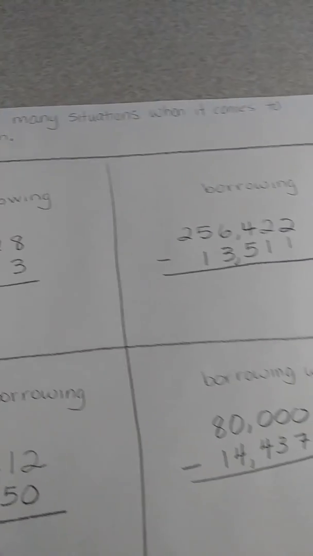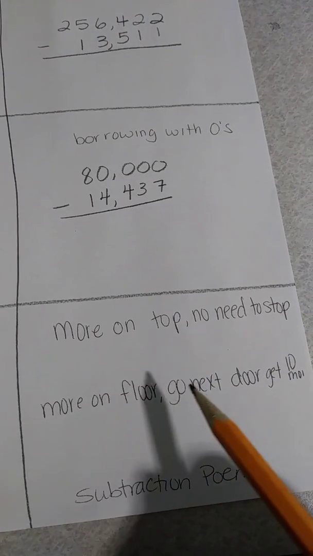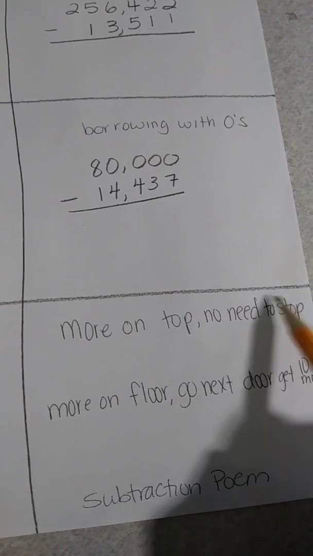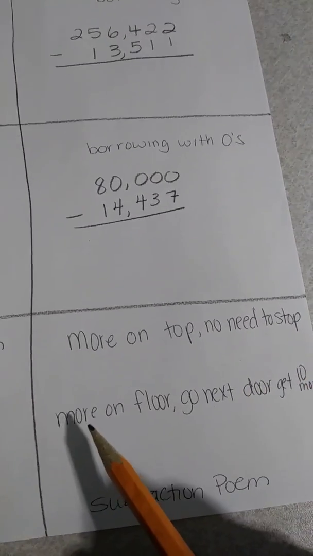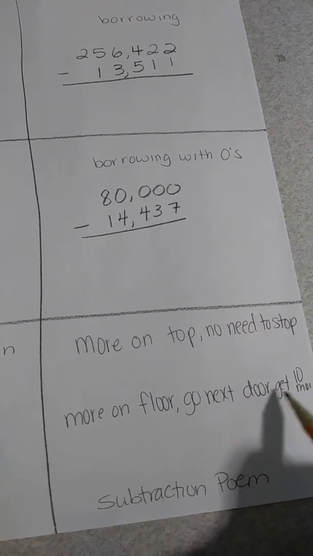So there are many situations when it comes to subtraction, and let's review our poem here. More on the top, no need to stop. More on the floor, go next door, get 10 more. So if you have more on the top, that just means your top number is higher and you don't have to borrow. But if you have more on the floor, that means you have a bigger number on the bottom, and then you have to go next door and get 10 more.